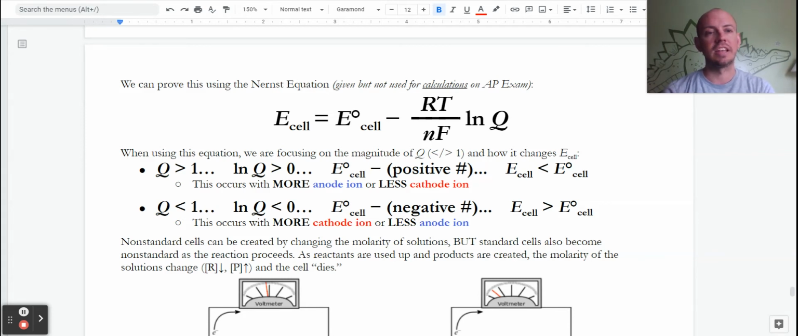This is our standard cell potential, E naught cell. R, T, n, and F would be constant for whatever cell that we are in. R is a given. We would be at some temperature. We would know how many electrons, and Faraday's constant's also a given. So we're really focusing on the Q. Did we increase or decrease our concentration of reactants or products?